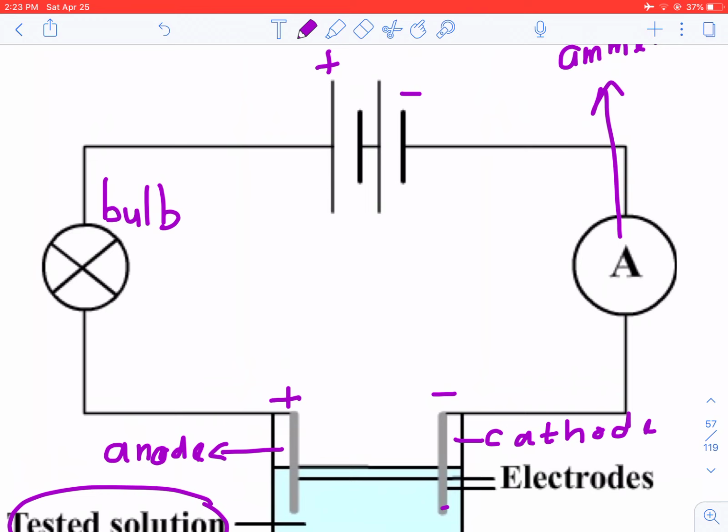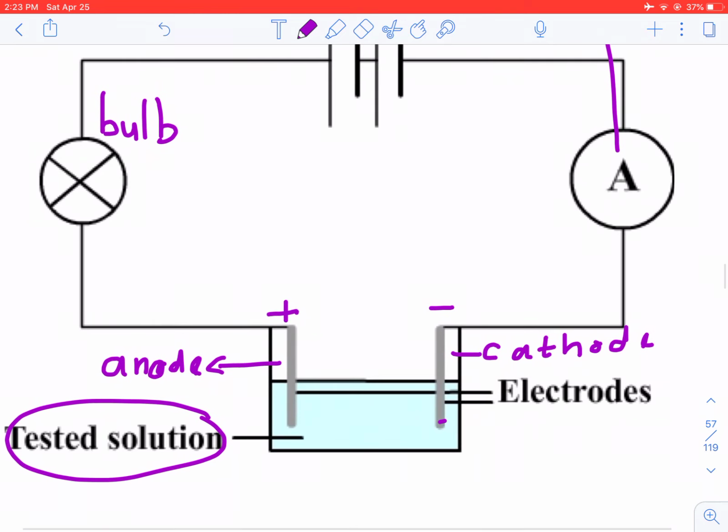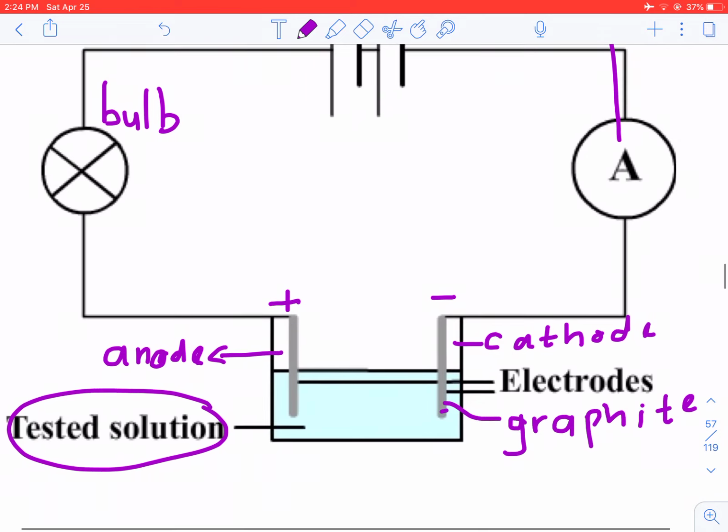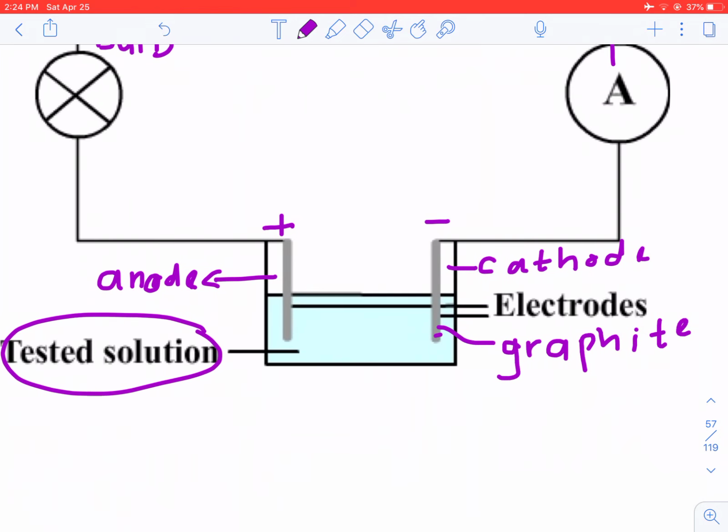Right. Now, these electrodes that we have here, you can have different types, but these are graphite electrodes. And we know graphite can conduct electricity. We looked at the difference between graphite and diamond, and in graphite we said that we have delocalized electrons, so it can conduct electricity.